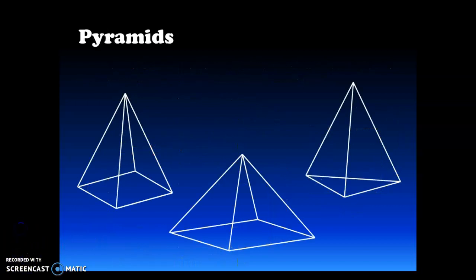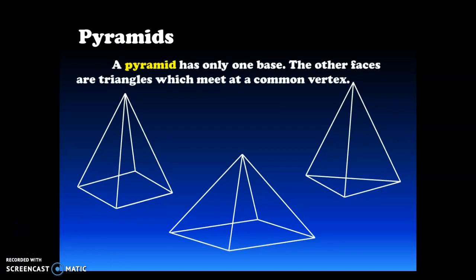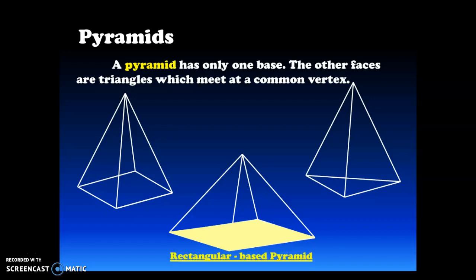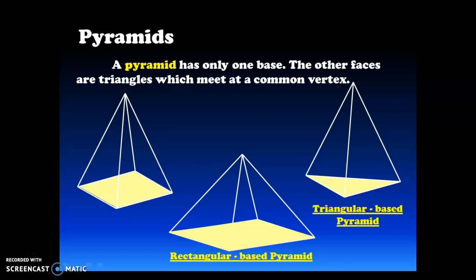Pyramids. A pyramid has only one base. The other faces are triangles which meet at a common vertex. Just like prisms, pyramids are also named after their bases. This one has a rectangular base, therefore its name is rectangular-based pyramid. This one is a triangular-based pyramid. This is a square-based pyramid.